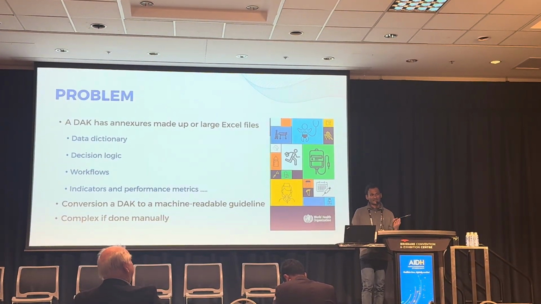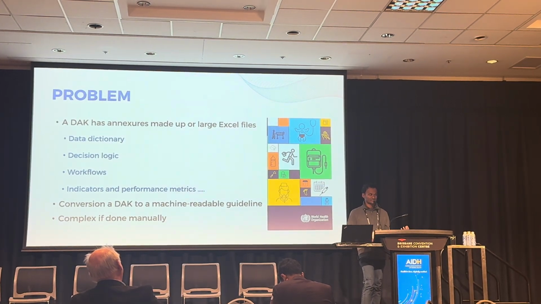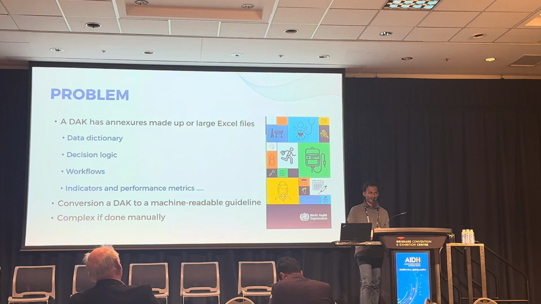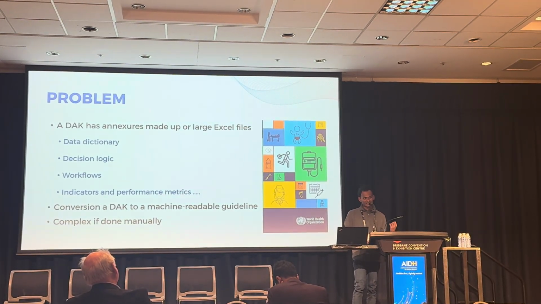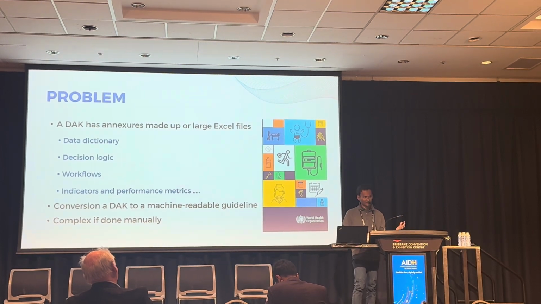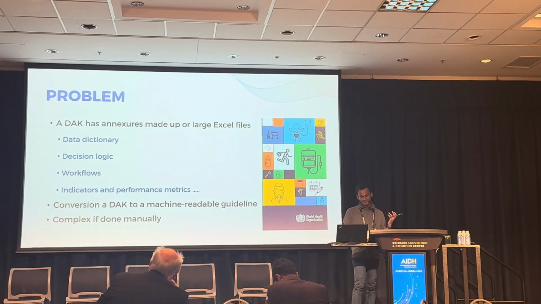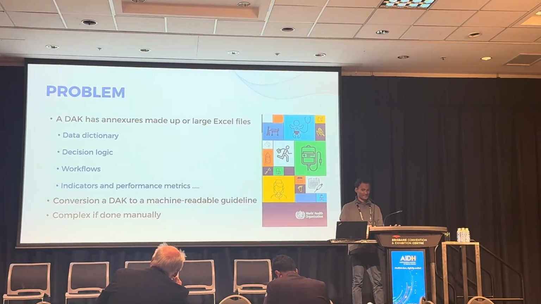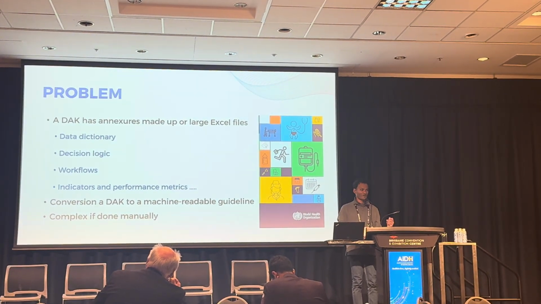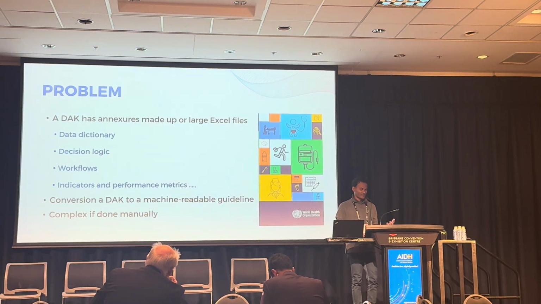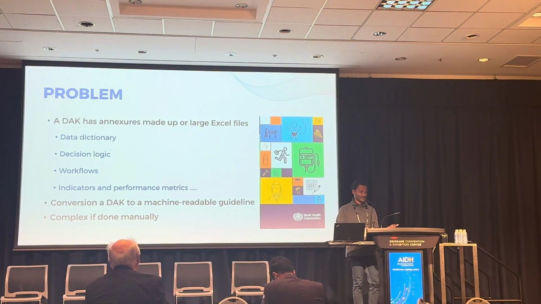So, even though I can explain this in simple terms, the problem is that conversion of this digital adaptation kit into machine-readable guidelines is a complex process. WHO publishes the digital adaptation kit as a document and as sets of large, massive Excel files. So we have 2 options. Either we can do it manually and go line by line and create a machine-readable guideline, or we can automate the process. Doing it manually is time-intensive, complex, not scalable, and it can also introduce a lot of errors.